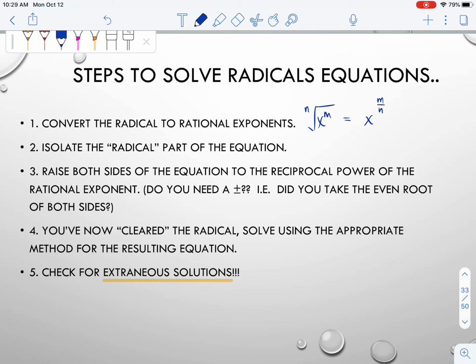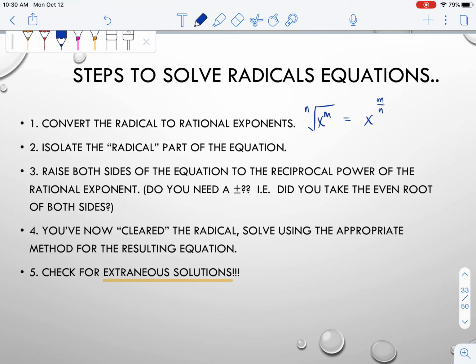Okay, the first thing I need to do once I've made that conversion is isolate the radical part of the equation. That has to be by itself before I can raise anything to a power, or else I have to distribute and FOIL and do other things, and it's not going to work the way you want it to. Once you have isolated that radical, I want to raise both sides of the equation to the reciprocal power. When I raise both sides to the reciprocal power, the n over m power, these two powers will cancel one another out, and I'm left with just the quantity inside, which is what I want. That will, in turn, clear the radical.